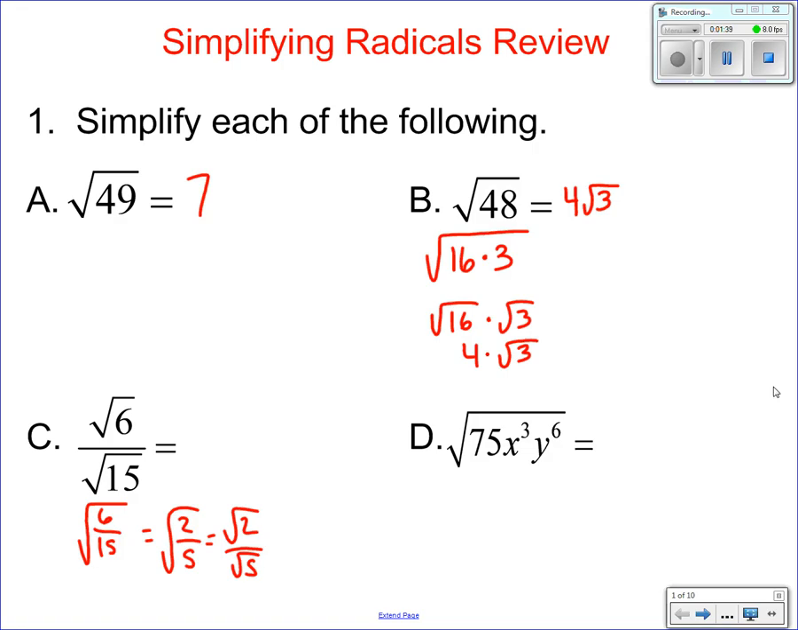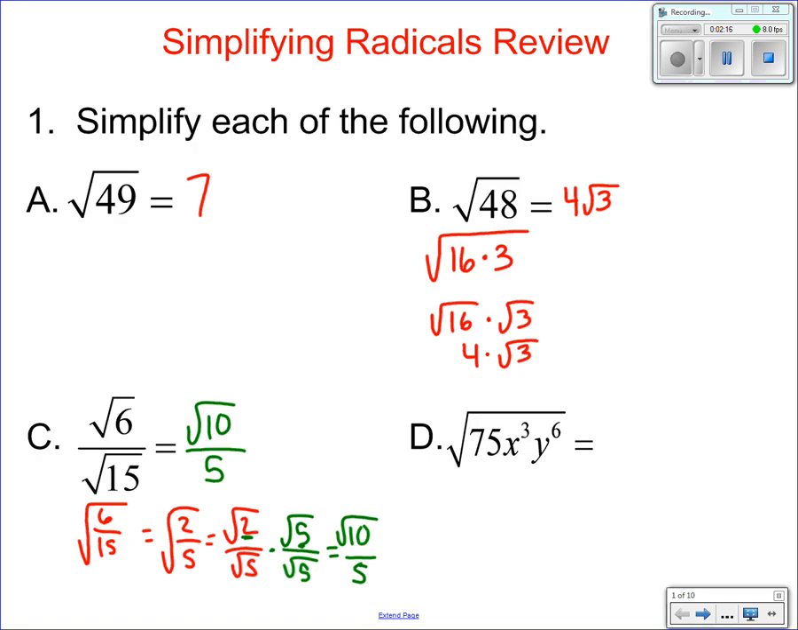Now again, we can't have any radicals in the bottom, so we have to rationalize the denominator. How we rationalize the denominator is you multiply by whatever is in the denominator on the top and bottom. So the bottom, root 5 times root 5 is just 5. Now you can multiply the 2 times the 5 under one radical to get root 10. So your answer here is root 10 over 5. You cannot cancel the 10 and the 5 because the 10 is locked underneath a radical.